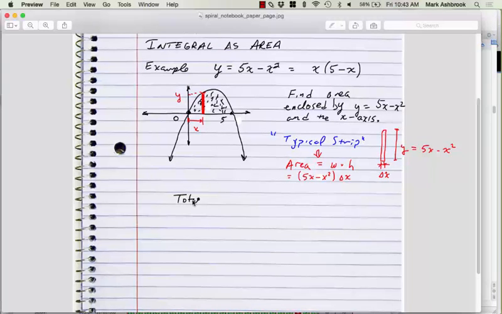So the total area is the sum. How do we write sum? How are we going to sum up these strips? We could write it as sigma, but if the strips are really super thin, the integral is the sum starting at x equals 0, ending at 5. And what are we doing? We're summing up the areas of the typical strips. So they are 5x minus x squared dx.